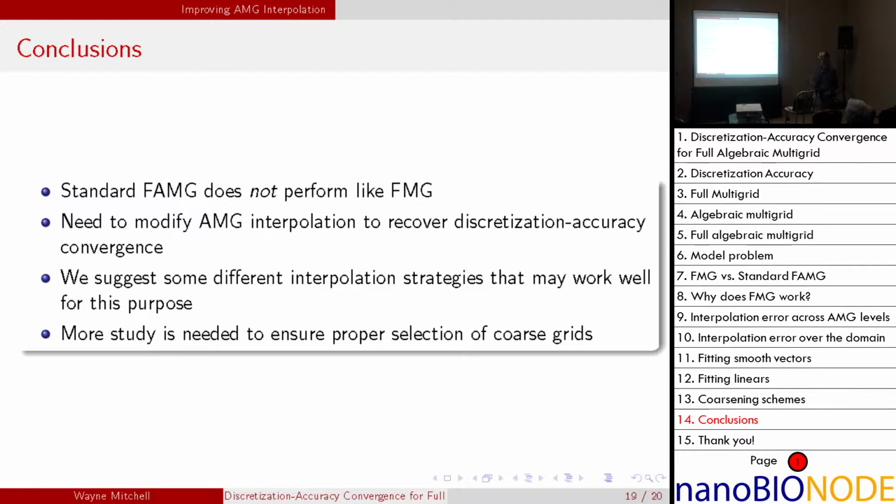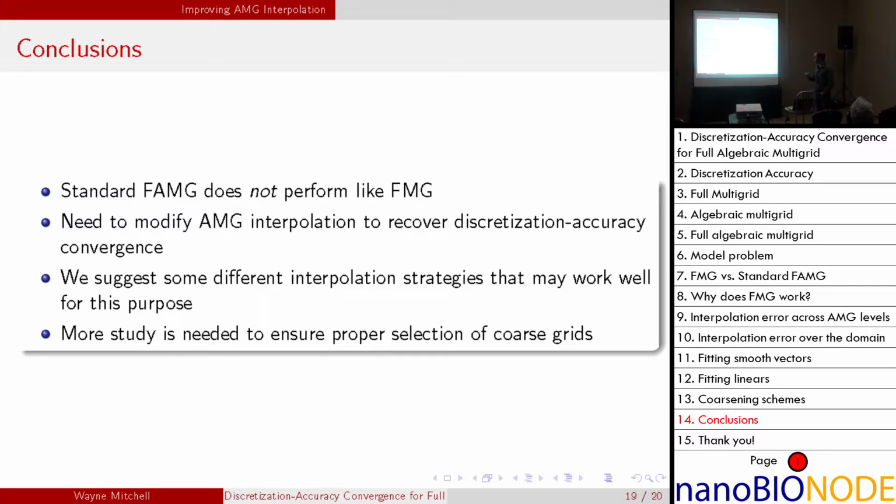So to wrap up, what did we learn? We learned that if you just throw an FMG cycle on a standard AMG hierarchy out of the box, it's not going to behave nicely like you might hope, right? You need to do something to modify AMG interpolation to recover the nice properties that allow full multigrid to behave as it does. And we suggested a couple of different ideas of how you might go about that.